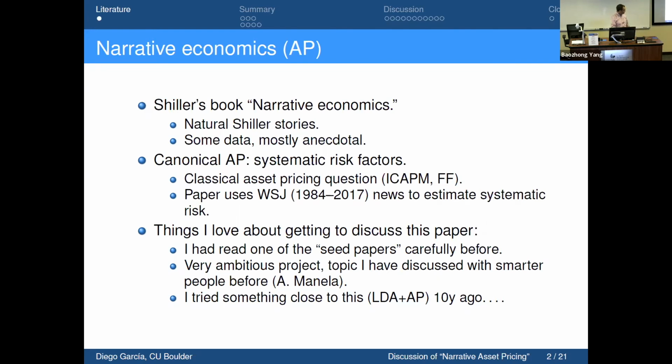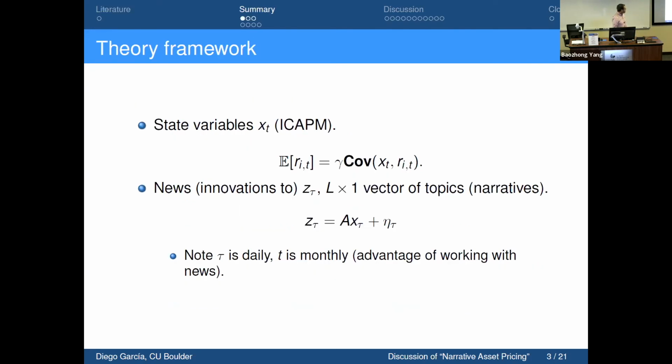So anyhow, very exciting. I'm going to go really quickly through the theory. The theory is pretty standard. There's going to be some state variables out there. Excess returns are going to be driven by the covariance of returns with those state variables. The news are going to be related to those state variables in a linear fashion.